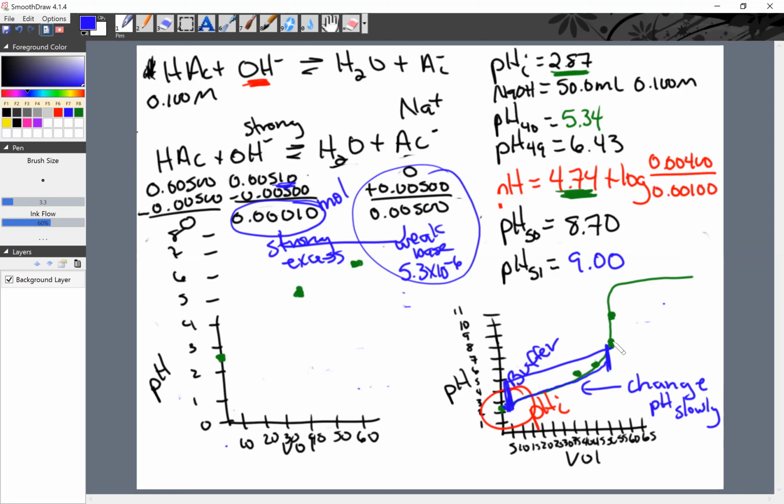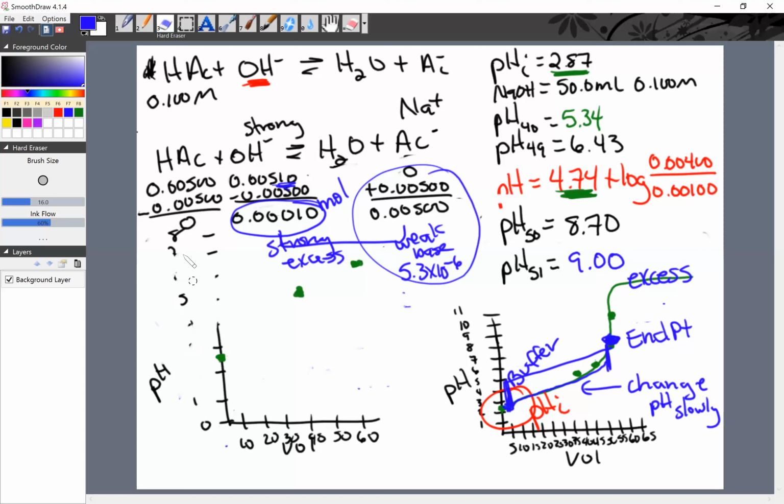Oh, right here, I'm done. So this is the end point. And then after that, it's just going to jump up into the excess region. Okay, so that is exactly what I just did.